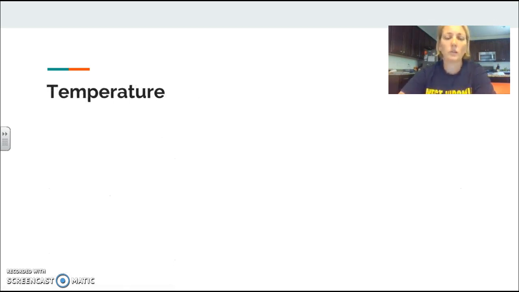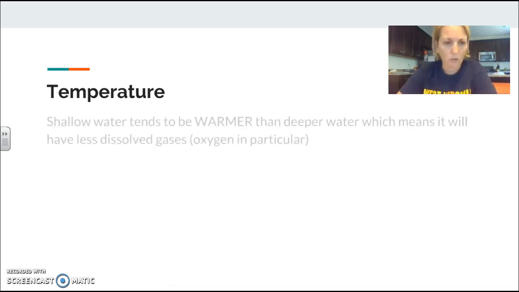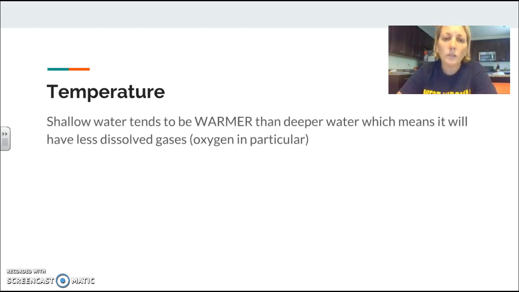So let's first start talking about temperature. Hopefully you know what temperature is. All right, shallow water tends to be warmer than deeper water because sunlight can penetrate shallow water from top to bottom a little easier, which tends to make it warmer. Deeper water is going to be cooler, which means it will have less dissolved gases in it.